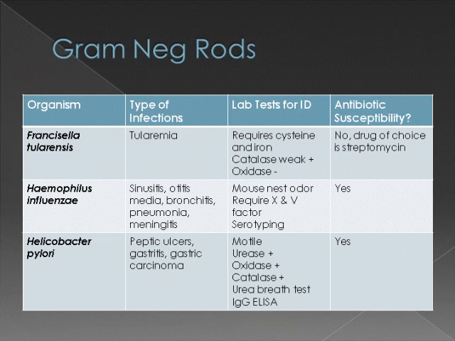Okay, next we have Helicobacter pylori. This one causes peptic ulcers, gastritis, and gastric carcinoma. It is motile, urease positive, oxidase positive, and catalase positive. You can do a urea breath test on a patient, and if it's a positive result, this can indicate that the patient does indeed have Helicobacter pylori. You can also do an IgG ELISA test or a rapid test kit for this. And susceptibility is necessary for this one.